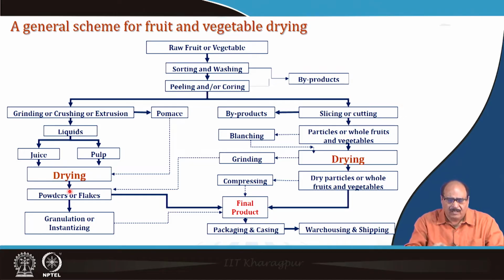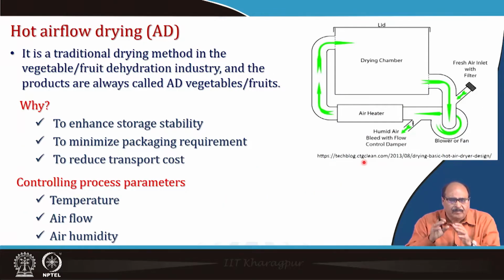So, in today's lecture we will discuss the drying technologies, mainly concentrating on dehydration in the form of cubes, slices, chips, etc. But a few technologies will also be included which can be used to prepare powder. However, for powder preparation technology there is a separate lecture, which we will take next. So, for dehydration, the conventionally or traditionally used method for drying of fruits and vegetables is hot air flow drying.